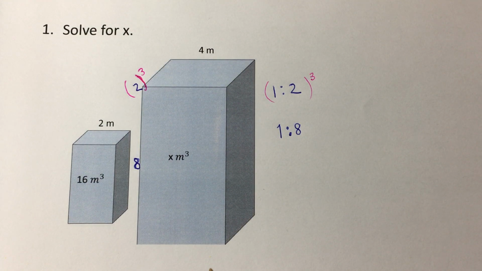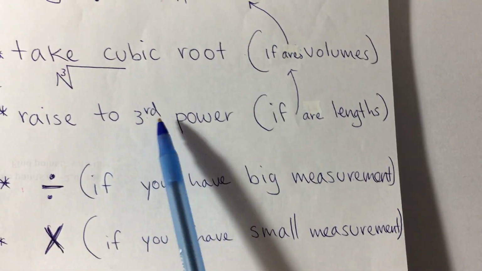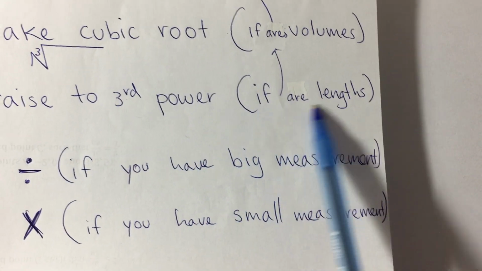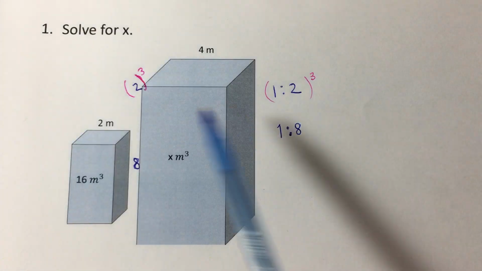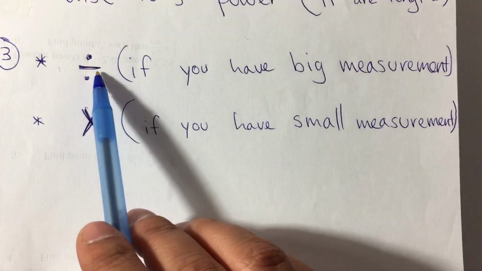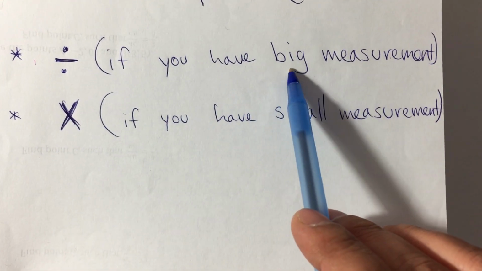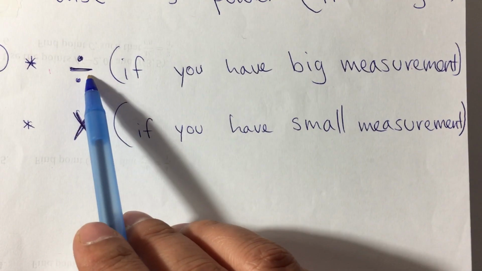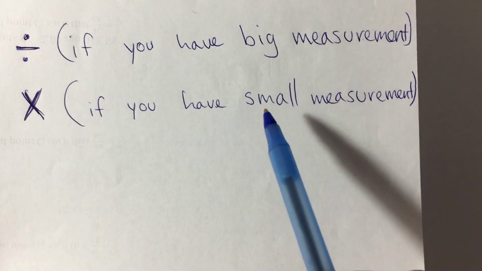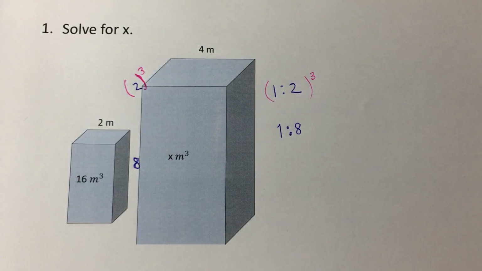The other thing, so what did we do? We took this one in here, raised to the 3rd power, because what we were given were the lengths. The 3rd step is to either divide or multiply. If what you have is the big measurement, you divide to make it tiny. But if what you're given is the tiny, you multiply to make it big, okay?